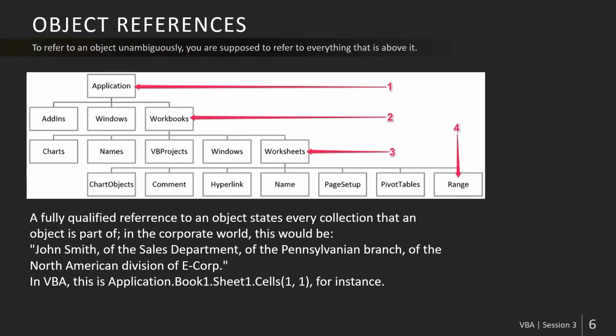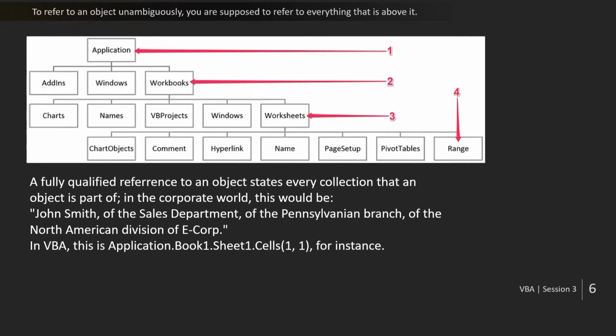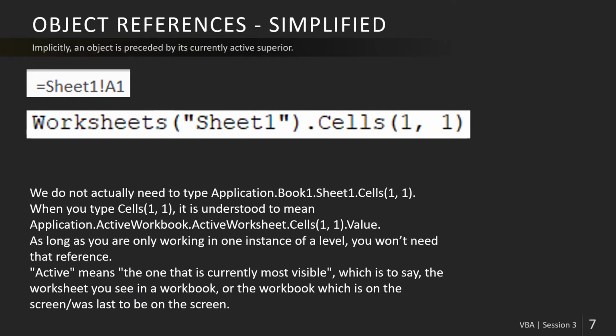Since VBA objects belong to objects that are higher in the hierarchy, the proper way to refer to a cell would be by stating which worksheet and workbook it belongs to. As you can recall, we never had to do that before. This is because by default, referring to a cell is understood by VBA to mean the cell that belongs to the active worksheet in the active workbook. Active means the one that is currently visible or closest to being visible. For a cell, it means the cell you last clicked on.